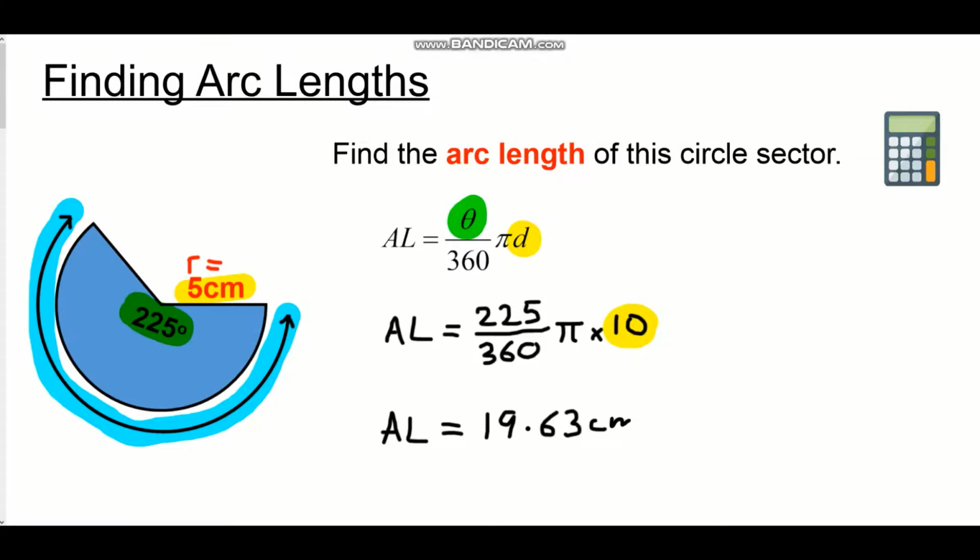If you use 3.14, you get a slightly different answer, but that's just because you've rounded to fewer decimal places than the calculator's pi button uses. Okay, and that's how it's done. Two pieces of information inserted into the formula, and then a bit of calculator work to help you out in the end.